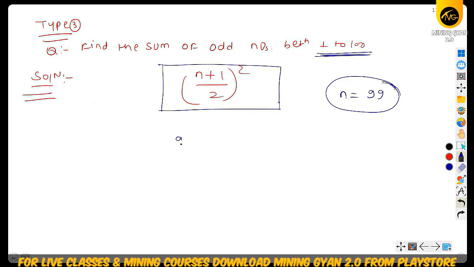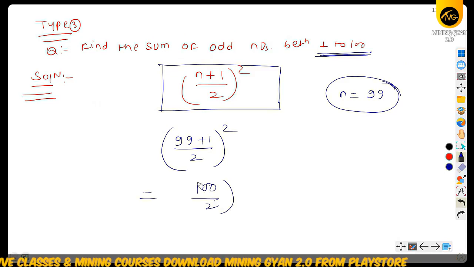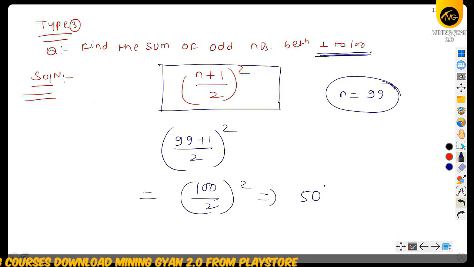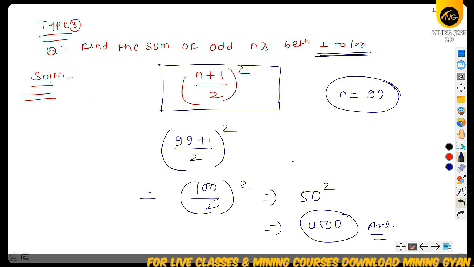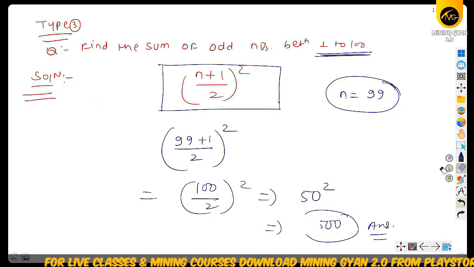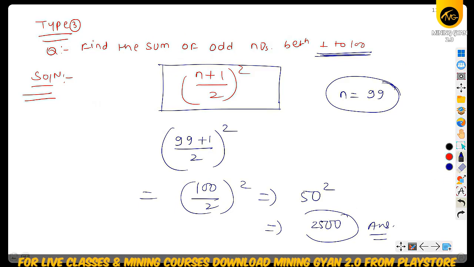Now just put 99 plus 1, whole divided by 2, and whole square. So 100 divided by 2, whole square, and 50 square is the answer. That means what is 50 square? 2500. Sorry, 2500. That means 2500 is the square of 50.